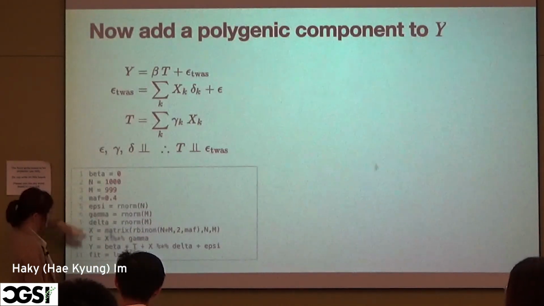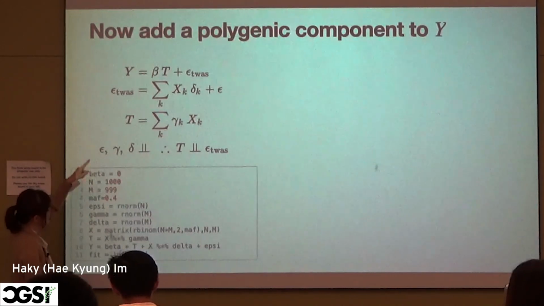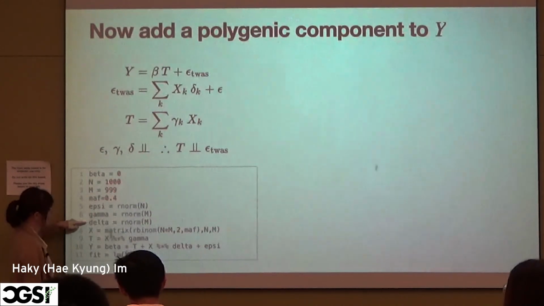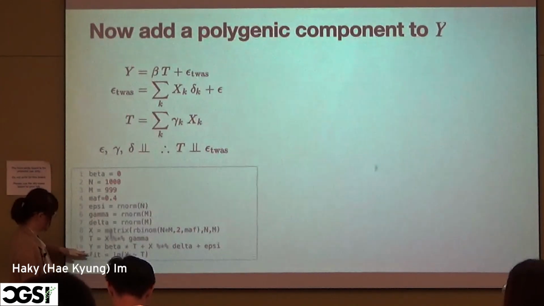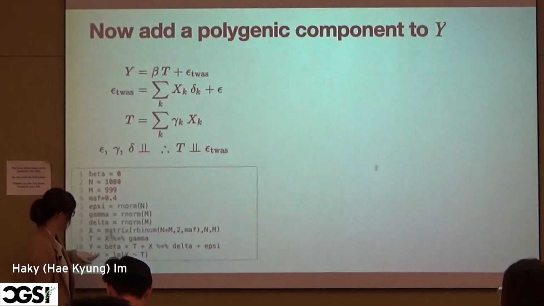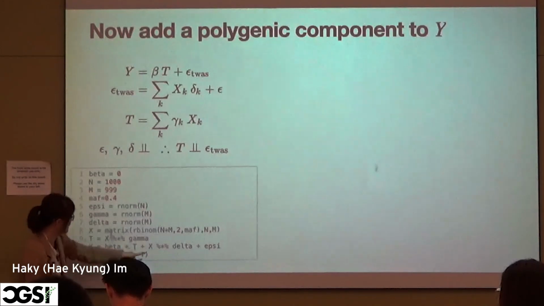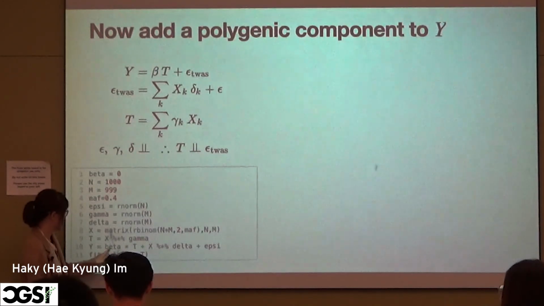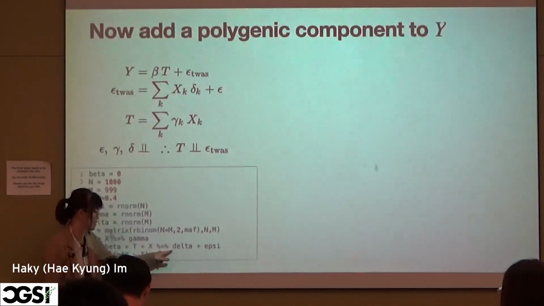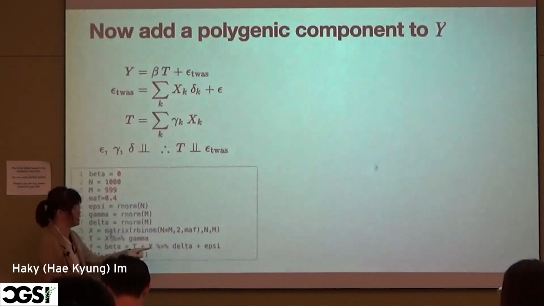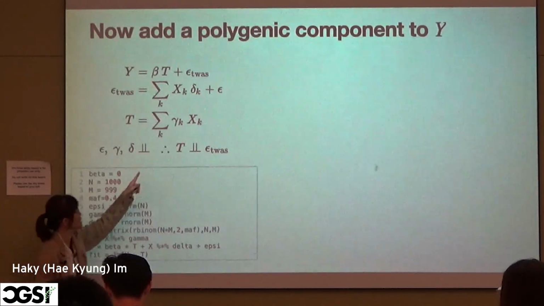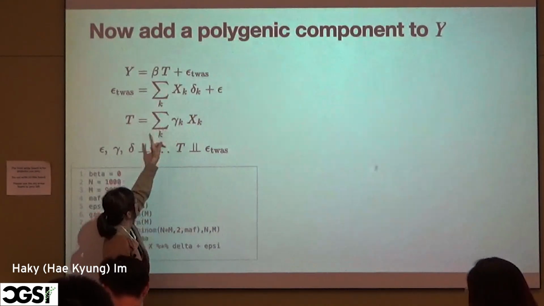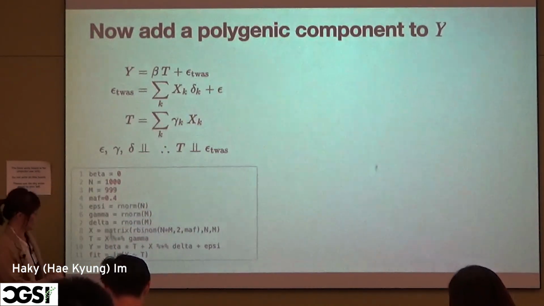So then we do the same thing. We simulate the same idea. So we have delta, the polygenic effect on the phenotype. Everything is the same except for the fact that the epsilon, the error that we add to y, has this polygenic component. So this matrix multiplication will give you the right thing, right? This will be x times delta. So it will give you that thing there, sum over k of xk delta k.